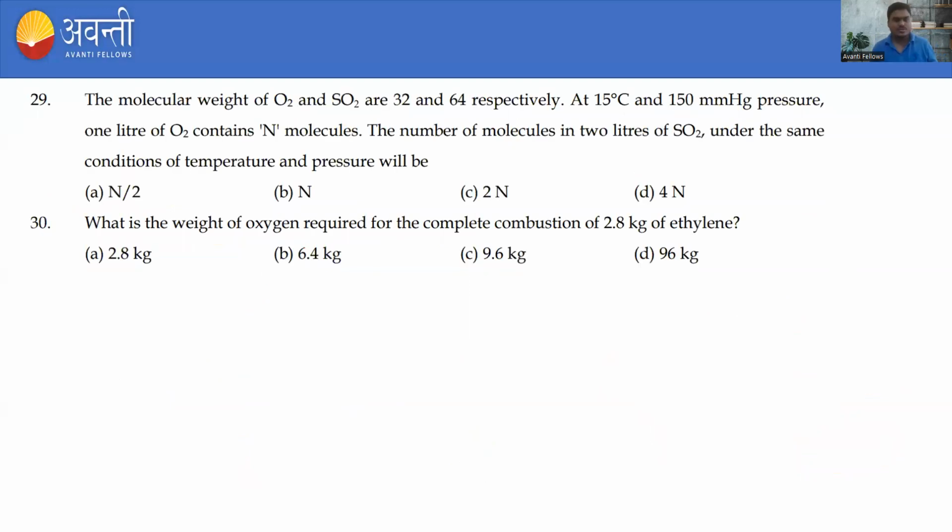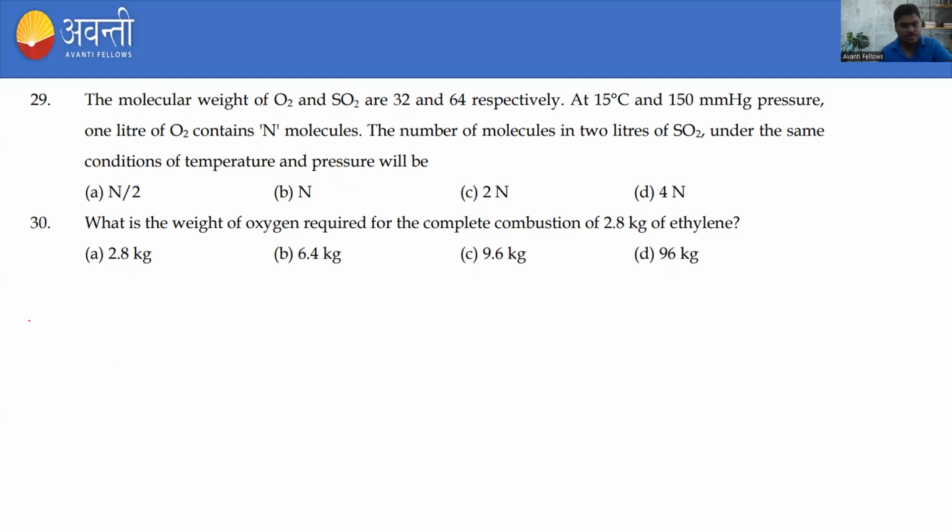Now, the next question. The molecular weights of O2 and SO2 are 32 and 64 respectively. At 15 degrees and 150 mm of Hg pressure, 1 liter of O2 contains N molecules. You have to calculate the number of molecules in 2 liters of SO2 under the same conditions of temperature and pressure. The temperature and pressure are already given and the volume is already given. So the volume of SO2, right?